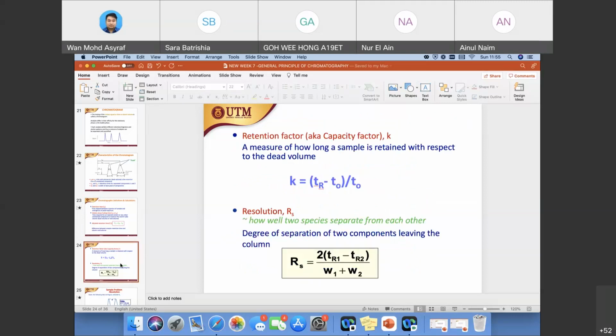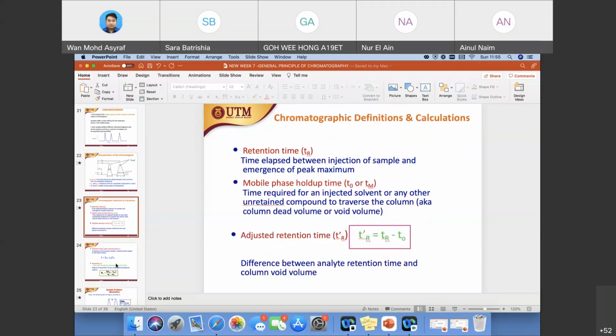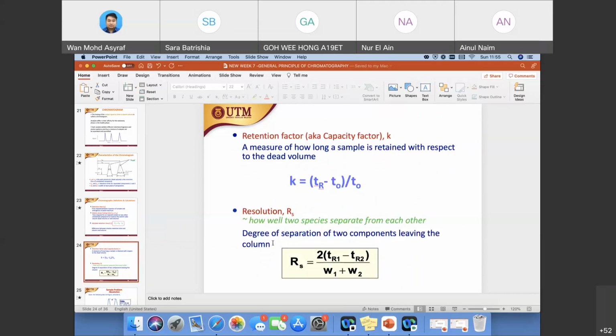Retention factor, or we can call it capacity factor, denoted as a small k, is a measure of how long a sample is retained with respect to the dead volume. So now we are giving a number for the sample that has been retained by the stationary phase. How long is the analyte retained by your stationary phase? It is the retention time minus the dead time, divided by the dead time, the dead volume. That is the retention factor or capacity factor.